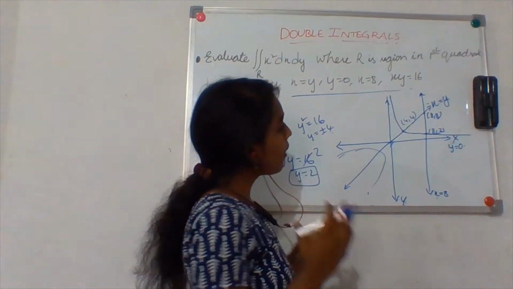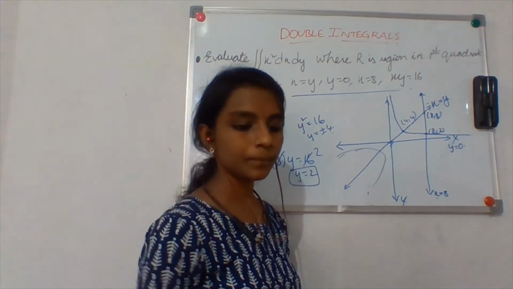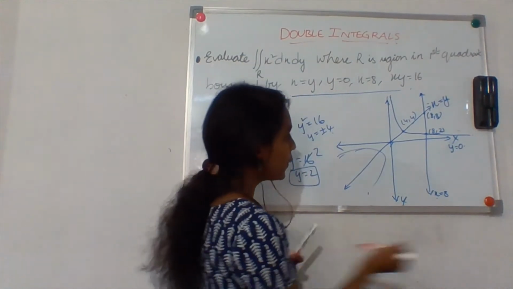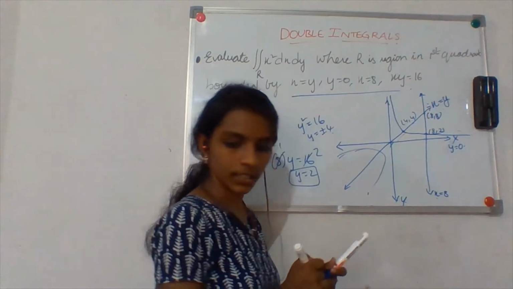Now, what is the region that is bounded by all the four curves commonly? So, if you look, this is the area. Look at it.